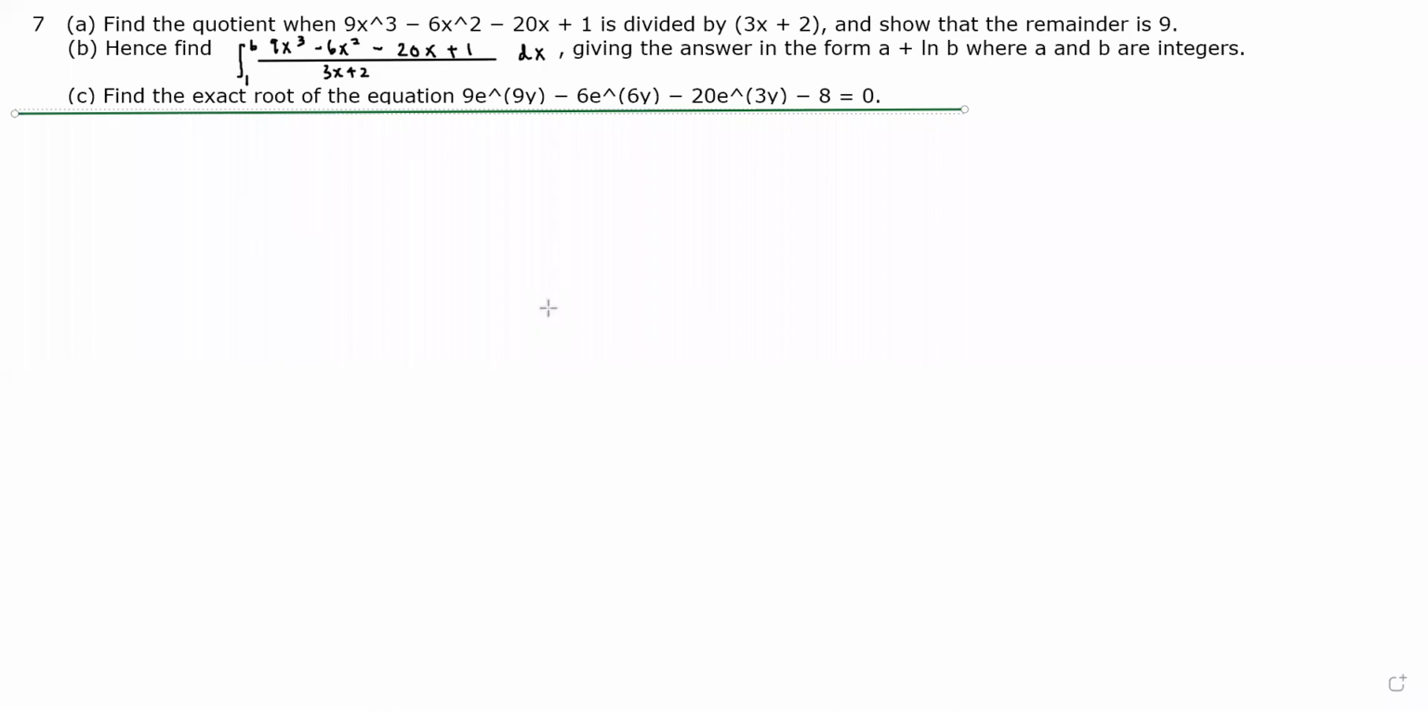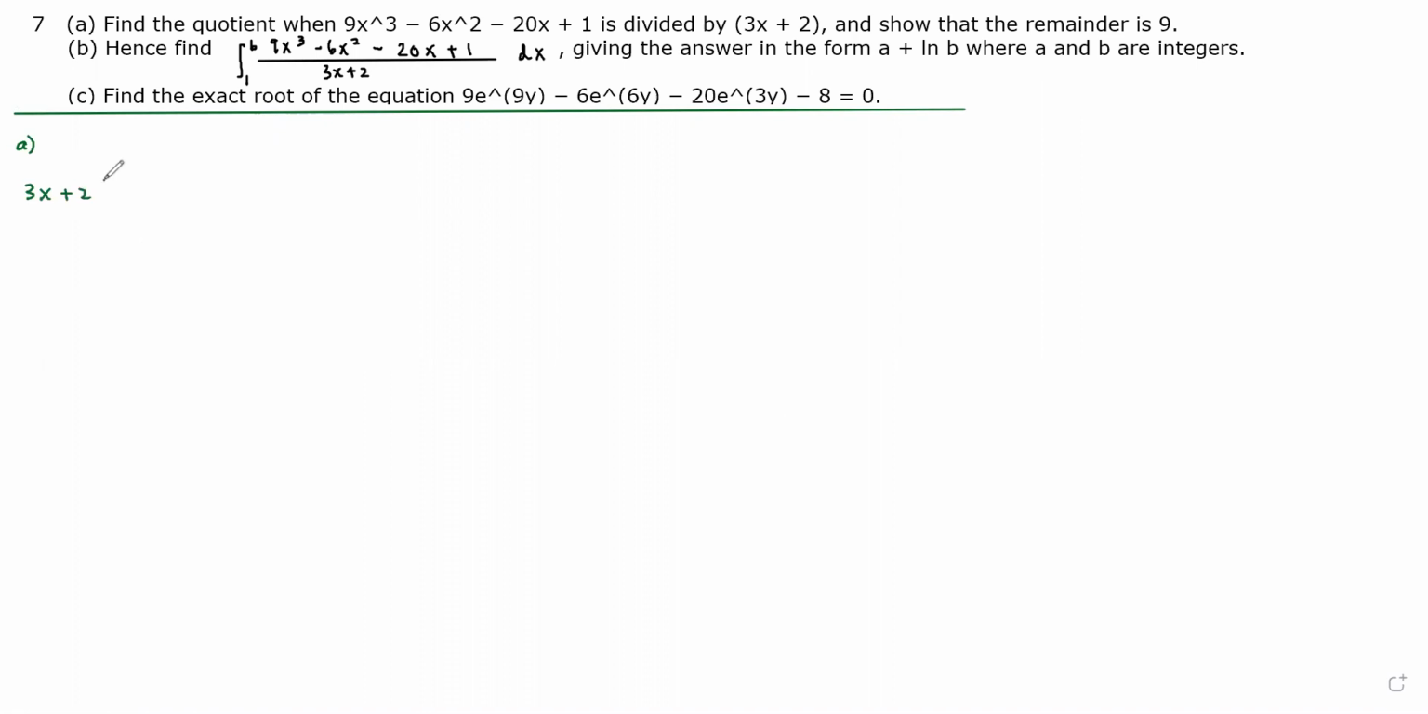We discussed question 7 of A-Level Pure Mathematics 2, paper 2, for May or June of year 2020. We are given a cubic equation and asked to show that the remainder is 9 and to find the quotient when it is divided by 3x plus 2. We can actually perform a long division.